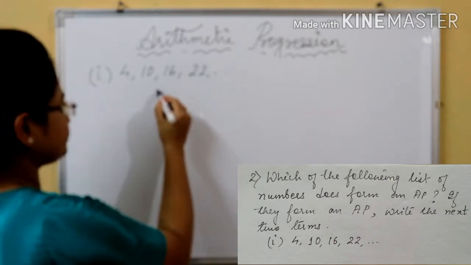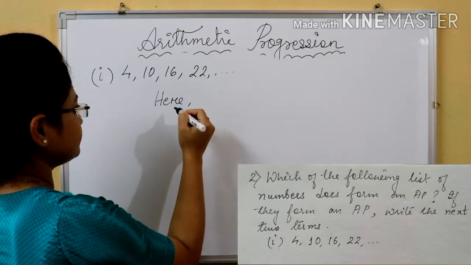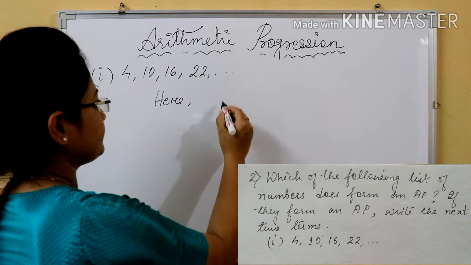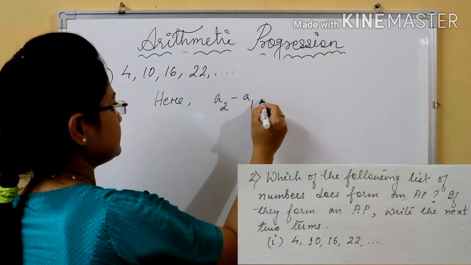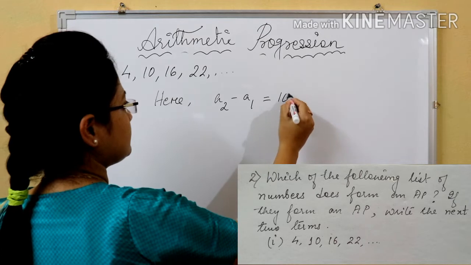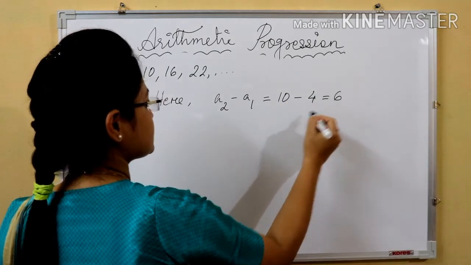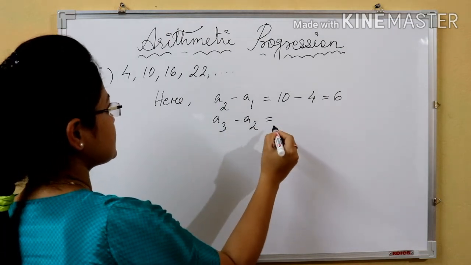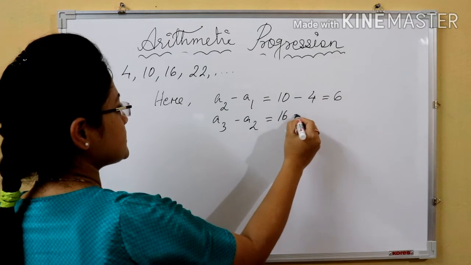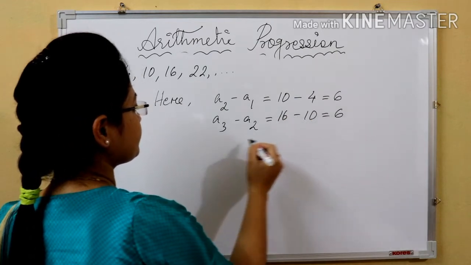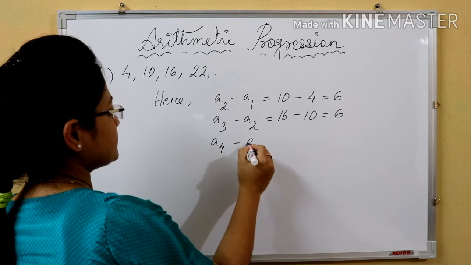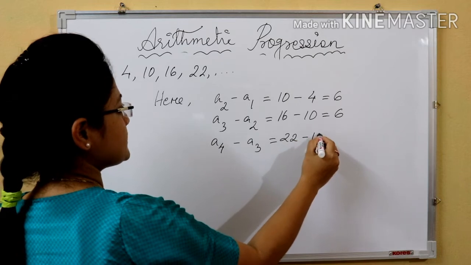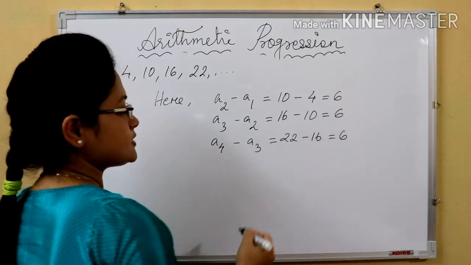So here, A2 minus A1. At first you have to find A2 minus A1, that means 10 minus 4, that is equal to 6. Next, A3 minus A2, third term minus the second term, 16 minus 10, that is equal to 6. A4 minus A3, fourth term minus the third term, 22 minus 16, that will be equal to 6.